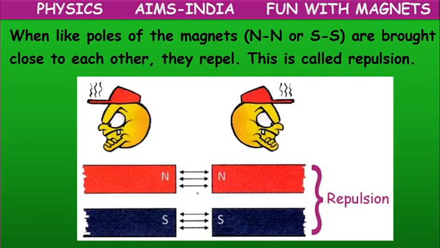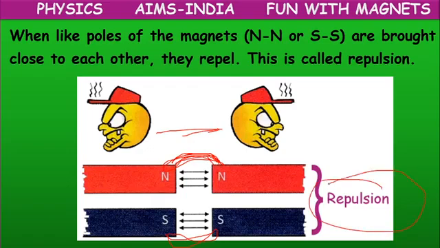Whereas if you see this picture, they are behaving like enemies. Why? Because like poles or similar poles are facing each other. So they move far away from each other. When we bring south pole and south pole, or north pole and north pole, we can observe repulsion. When like poles are facing each other, they will repel each other. We call it repulsion.